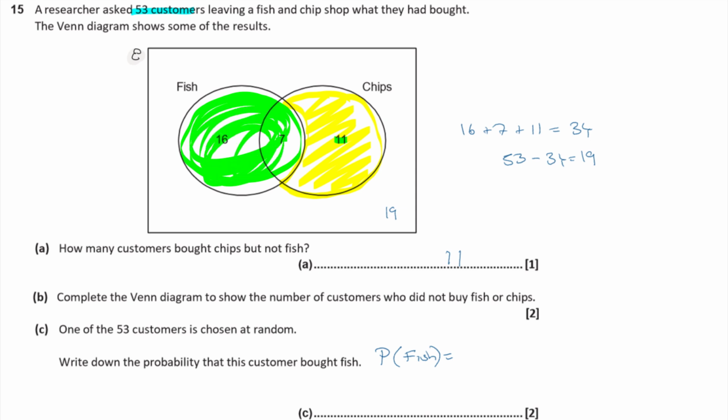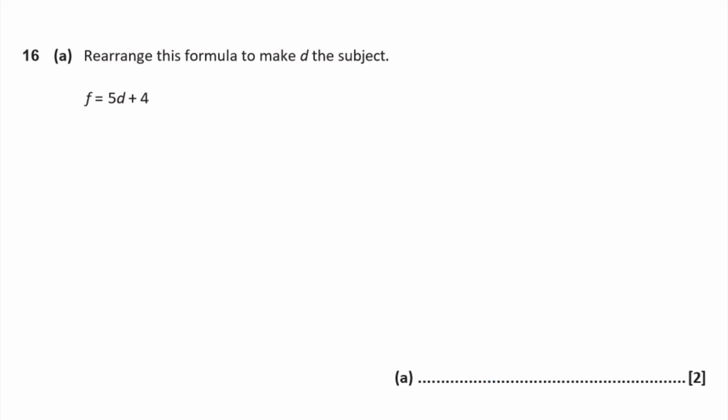So it's going to be the 16 and the 7 added together, isn't it? So 16 plus 7 on the top over a total of 53 customers, so 53 altogether. So 16 plus 7, that is 23. So I make that 23 out of 53 as the fraction there. Okay, 23/53.